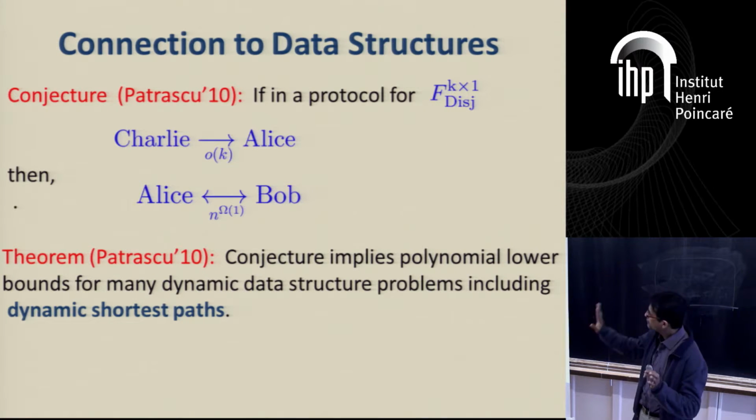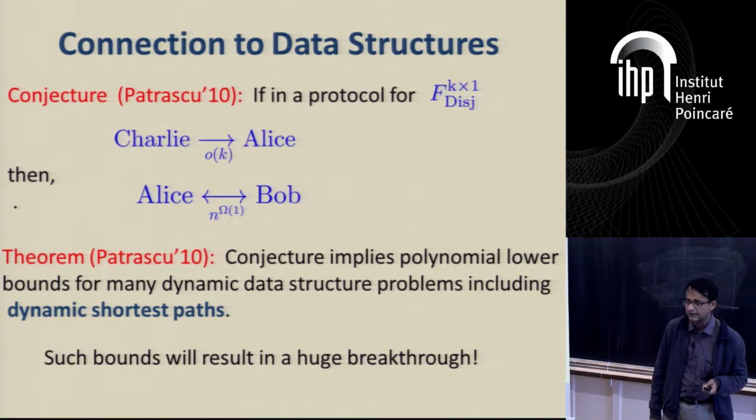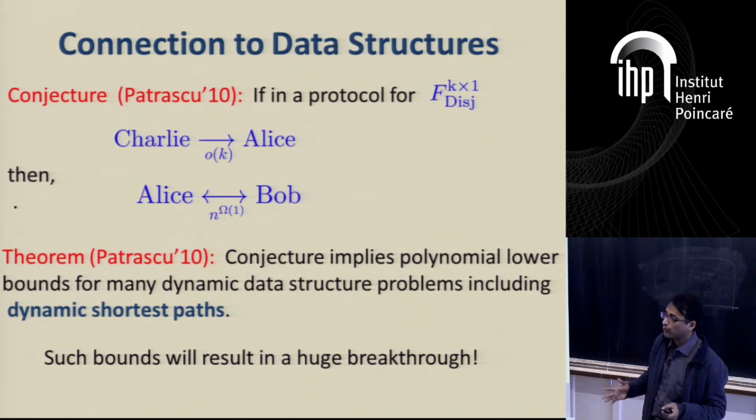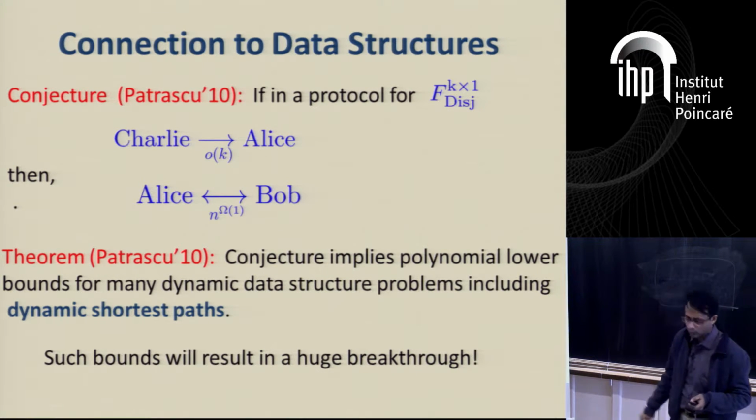So this was his conjecture, and having such bounds turns out to be a big deal in data structures because there are no polynomial lower bounds of the form n to the omega 1 known for dynamic data structures. Okay, there are just no such lower bounds for any problem.